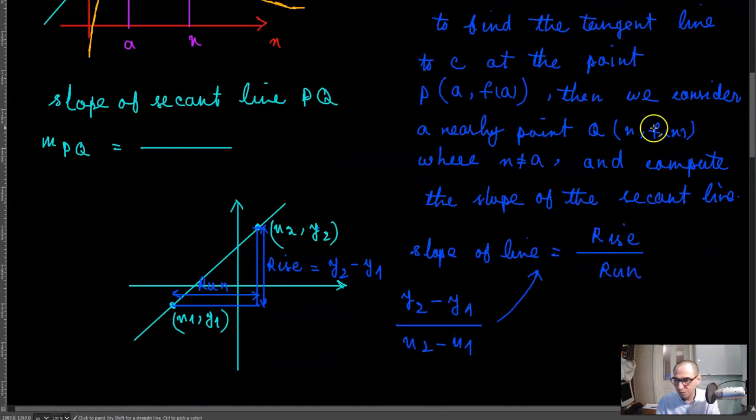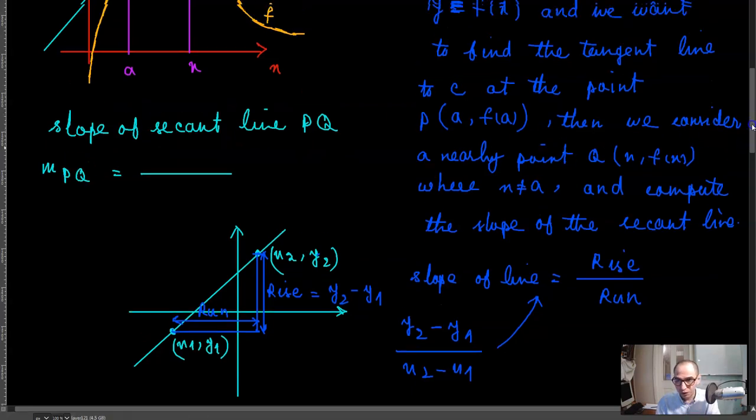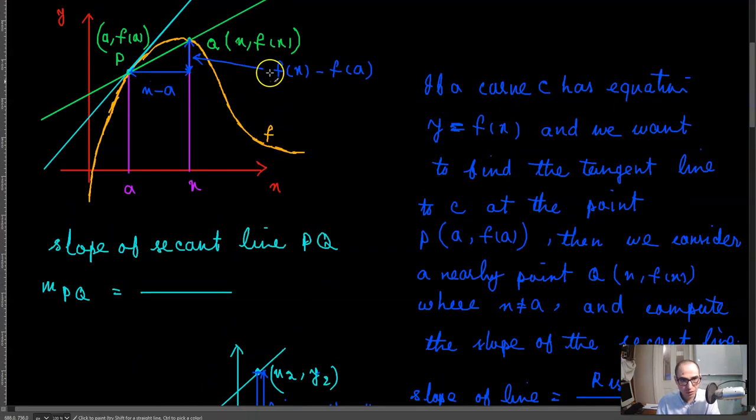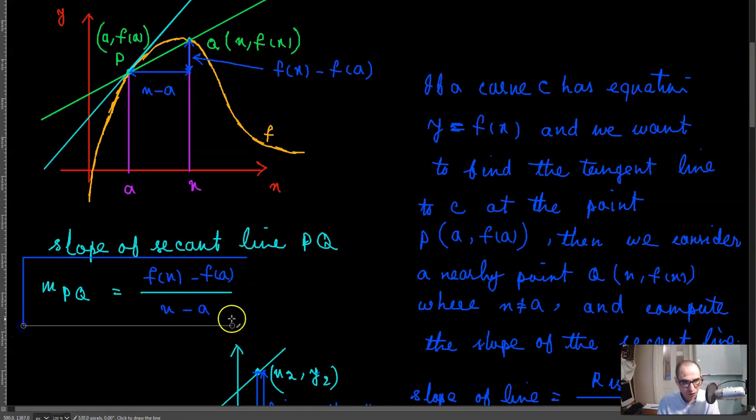So now I forgot where I was in the text. So we were calculating the m of PQ over here. So to calculate m of PQ, I can write basically the amount of rise that I have, which is f of x minus f of a, and divide that by the amount of run, which is x minus a, right? And this is how you would find the slope of this secant line. The slope of this secant line over here, PQ, right?